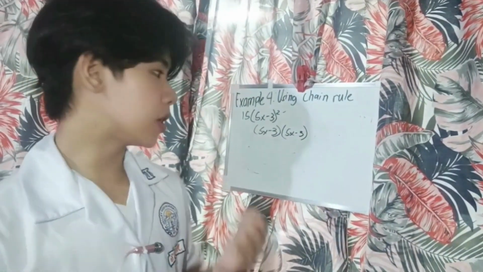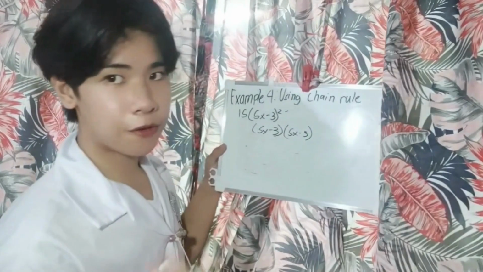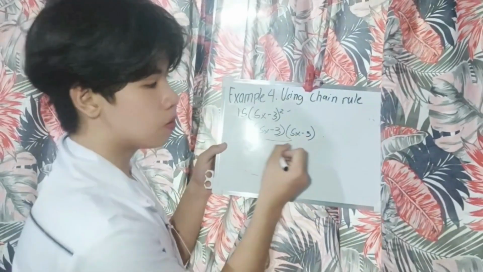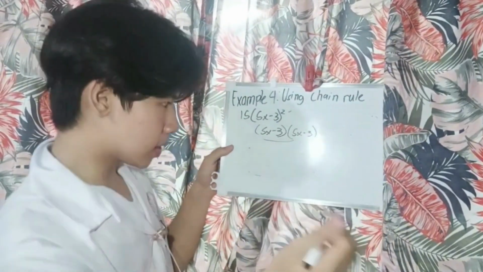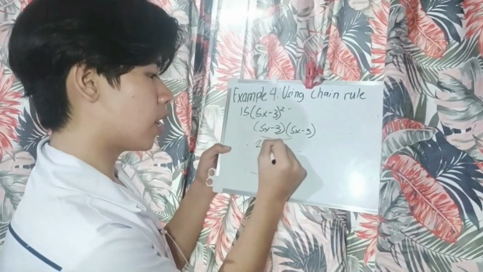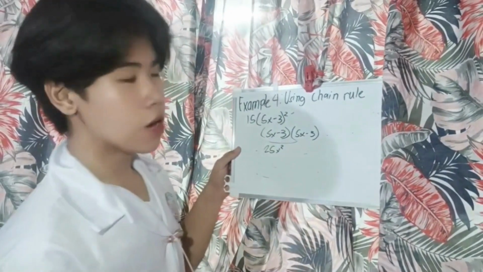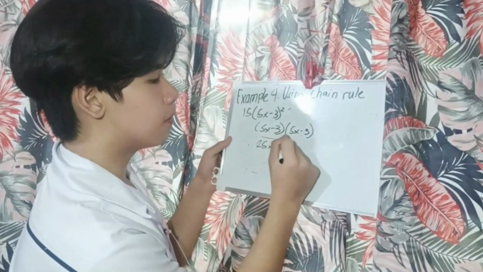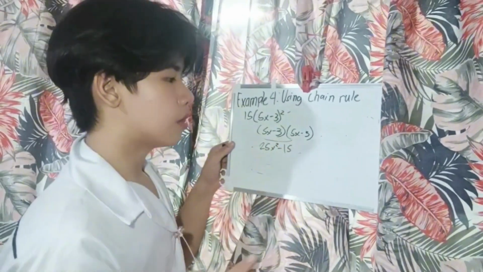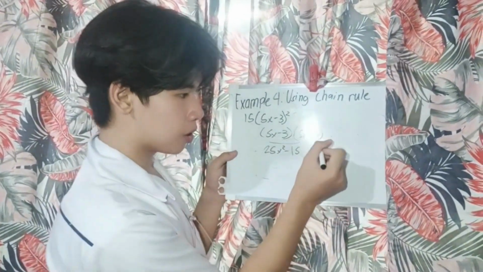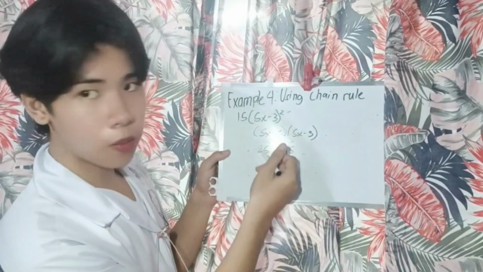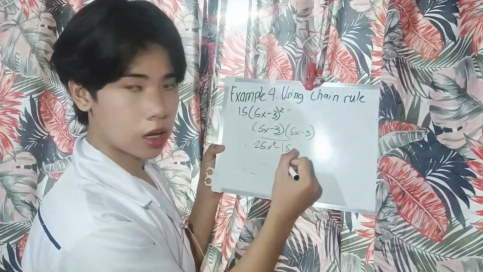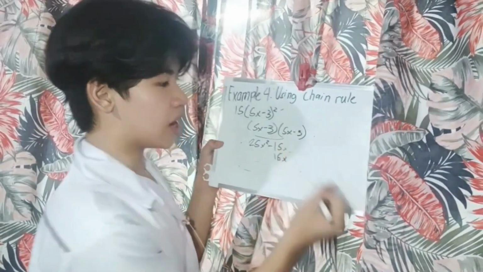Then it's gonna be quite easy right now. From now on, it's gonna be quite easy because we just need to multiply 5 times 5. 5x times 5x is 25x squared. And then 5x times negative 3 is negative 15x. And then we move to this one right here. Negative 3 times 5x is negative 15x. Sorry, I forgot to add the x here.